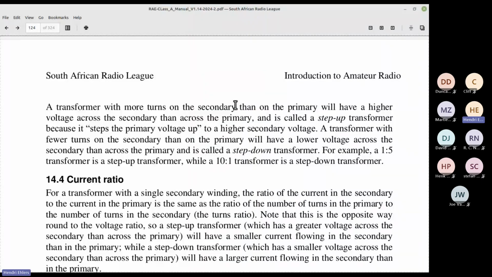Exactly the opposite. If you have a 10 to 1 transformer, it will be a step-down transformer. And for each turn you have on the secondary side, you will have 10 on the primary side. So it will step the voltage down.